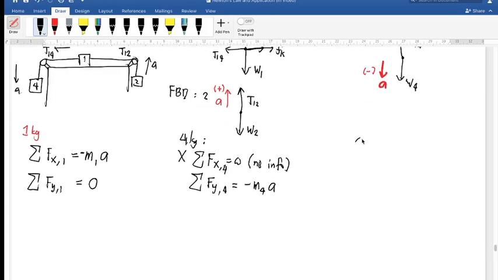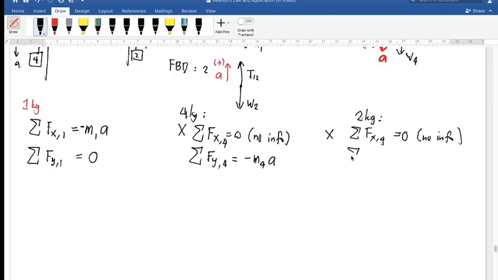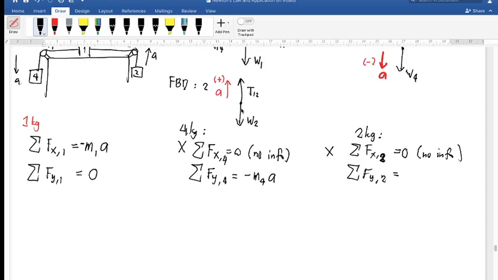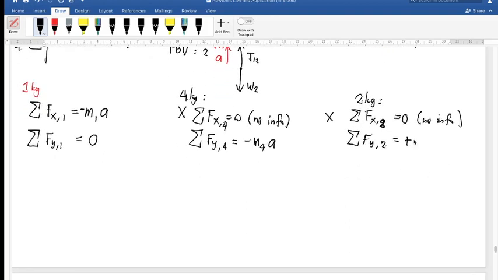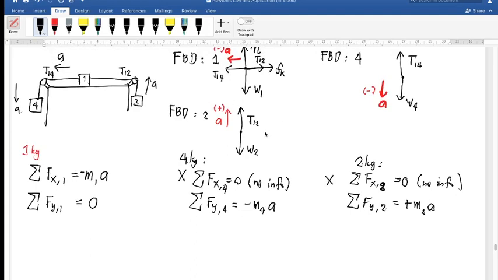How about for the 2 kilograms? You have to sum all the forces along x and y. Same as the 4 kilogram, we cannot get information along x because there are no forces along x, so this is no info and useless. How about the forces along y? For the 2 kilograms, it is equal to positive, because our acceleration is positive, so positive M2A. So it has acceleration along y. You have to take note of where the acceleration is directed. If it is directed along y, the net force is along y. But if it is directed along x, the net force is along x. See the difference?